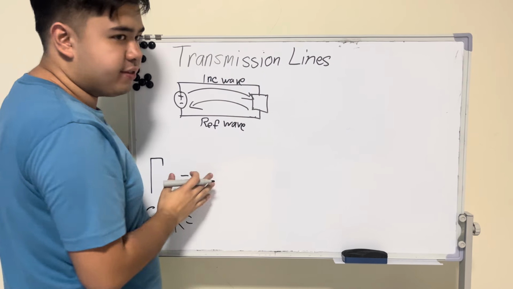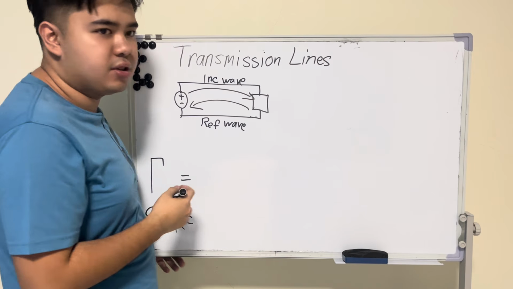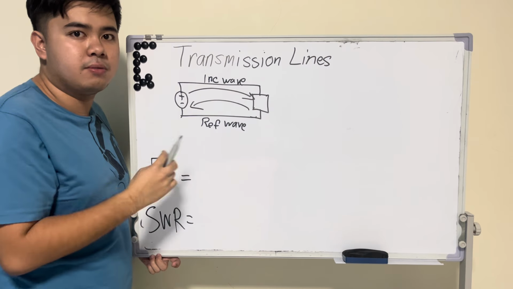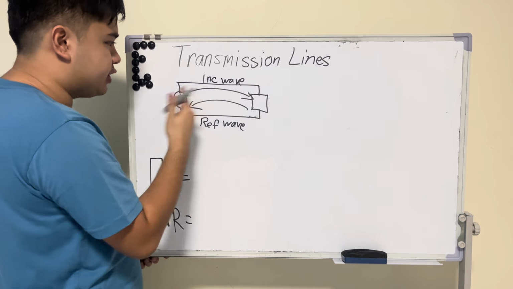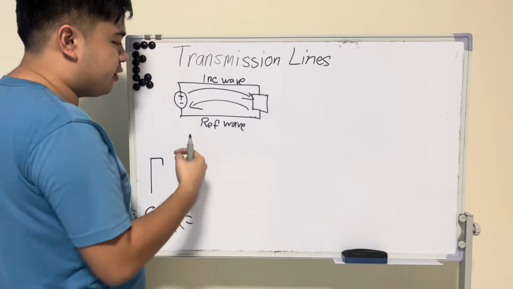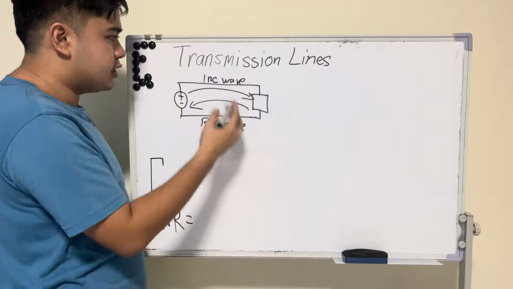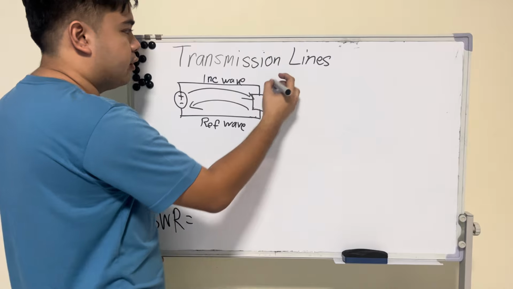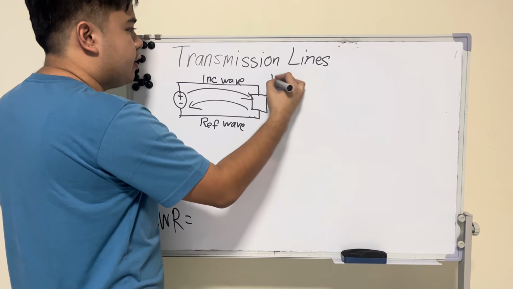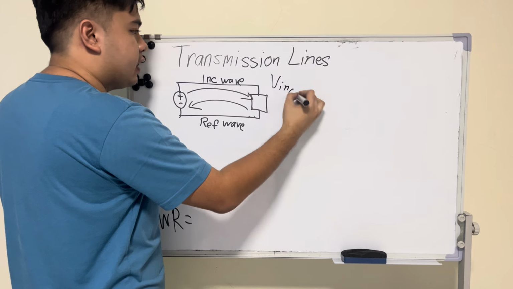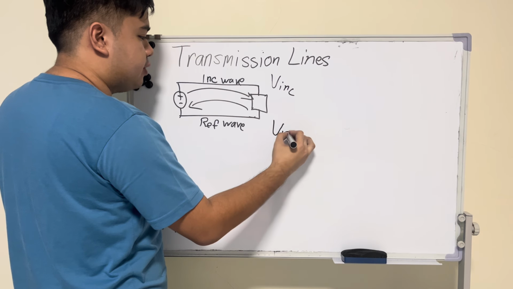This reflected wave is bad because it doesn't get absorbed by the load. We want the load to absorb all of the power that we send it. But sometimes it's unavoidable to have a reflected wave. So we measure the incident and reflected wave in terms of the voltage. So the incident wave will be described in terms of V incident and the reflected wave in terms of V reflected.